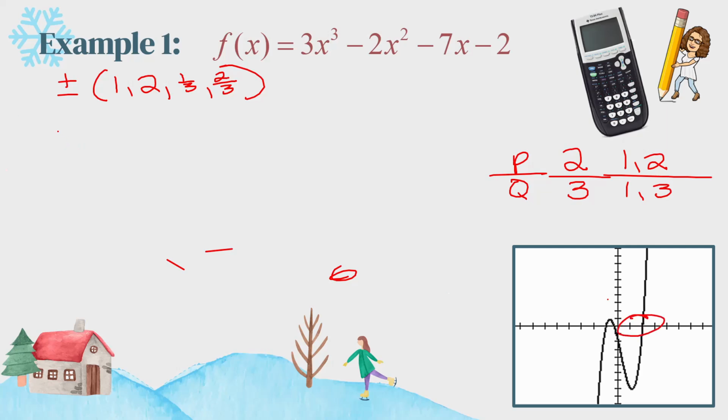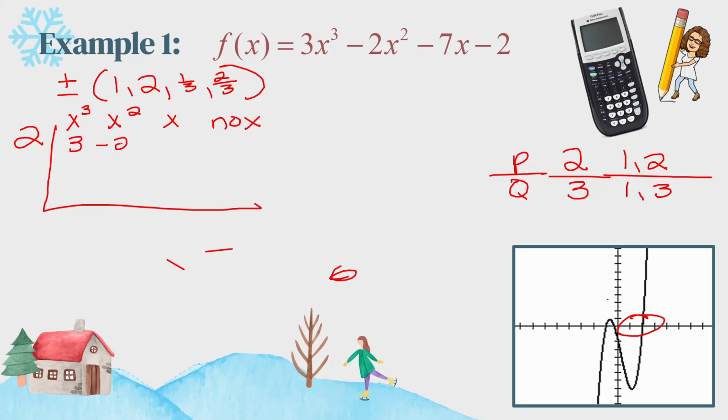So we're going to set up our synthetic division, and 2 is also one of our possible zeros. So I have an x cubed column, an x squared column, an x column, and a no x column. I'm going to put a 2 on the outside, and then 3 with the x cubed, -2, -7, and -2. And then we're just going to complete our synthetic. So I'm going to drop the 3, multiply, 6, I'm going to add, I get a 4, 8, 1, 2, and looky there, we got ourselves a 0.